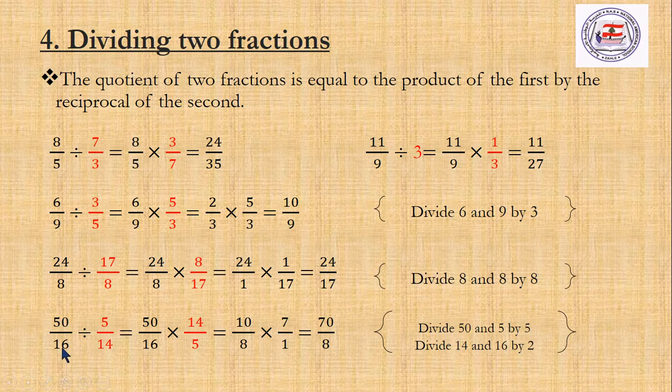Let's have this example here. 50 over 16 divided by 5 over 14. Divided by changes to multiplication. 50 over 16 times 14 over 5, the reciprocal. And then we simplify. We can divide 50 and 5 by 5. Then we get 10 and 1. And we can simplify 14 and 16, divide both by 2, we get 7 and 8. Then we multiply, 70 over 8.